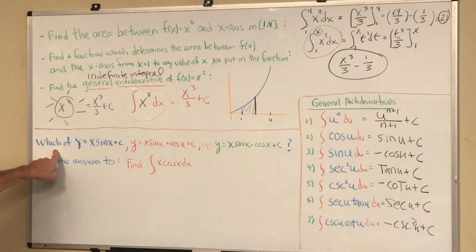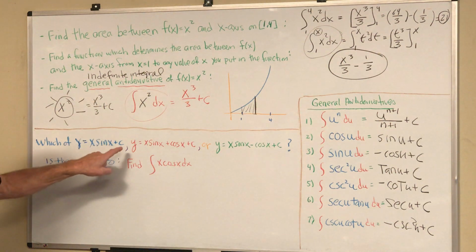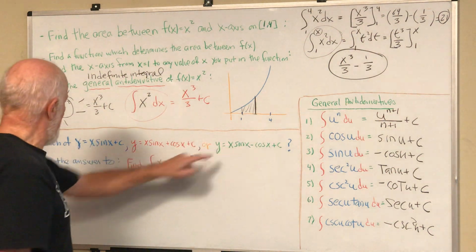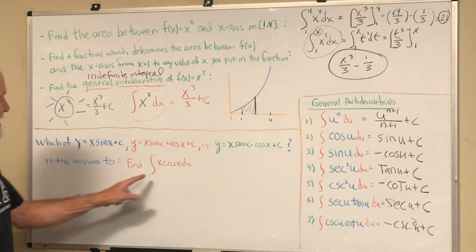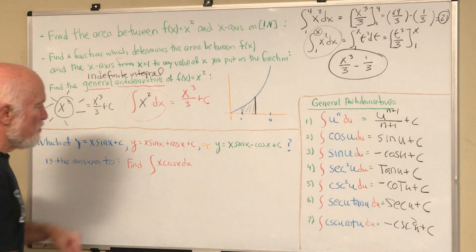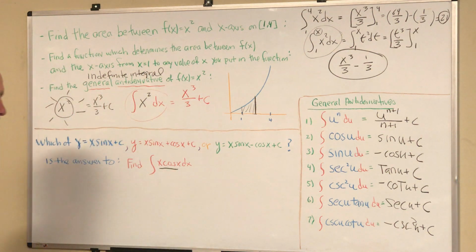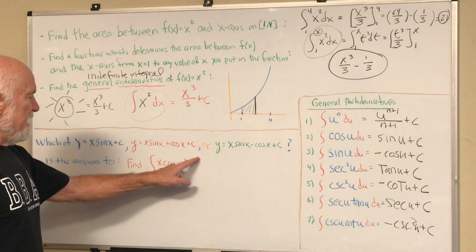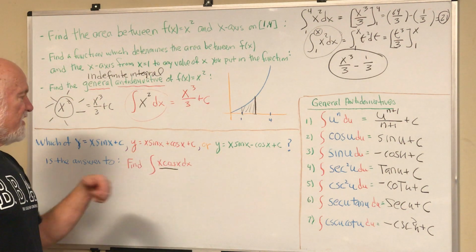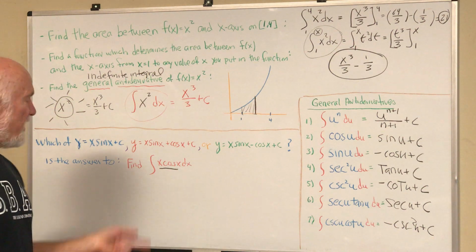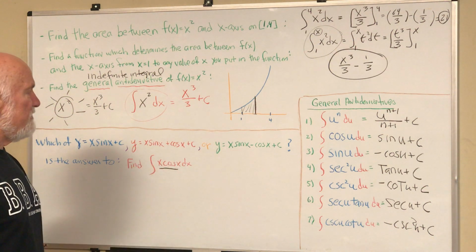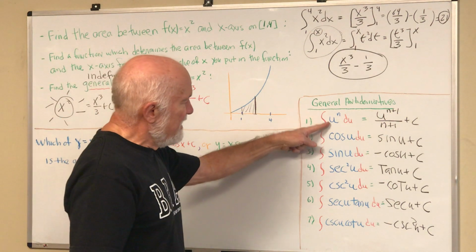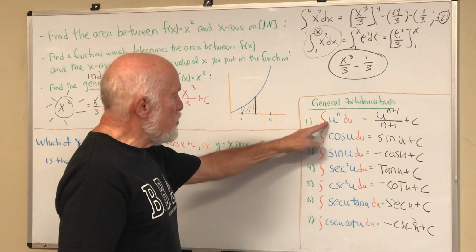Just wanted to throw this in there. Which of these three answers would be the general antiderivative of this function? That could be a question that you had. In other words, it's a multiple choice question. Again, I don't have to say words. I can just say find this, and I know I'm looking for the general antiderivative of this function, x cosine of x. Well, you can see that none of these are u cosine of u.